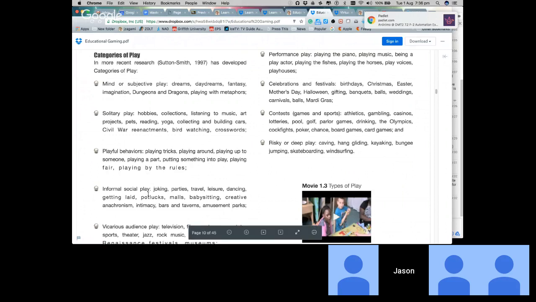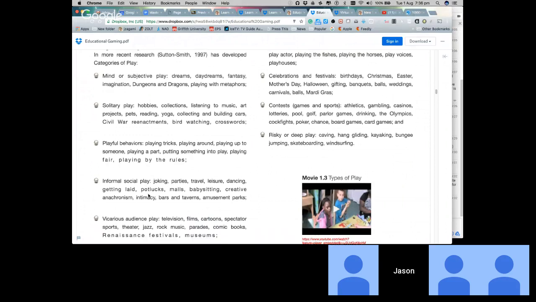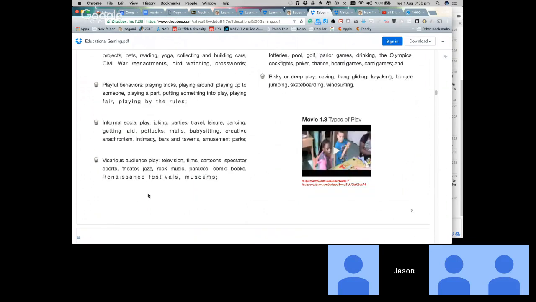The main thing is for you to understand that play can be very complex. There's many different aspects of play. It's not just kids having fun. There's lots of ways you can play and different types of play. And indeed, many of these ways we can incorporate into our learning.